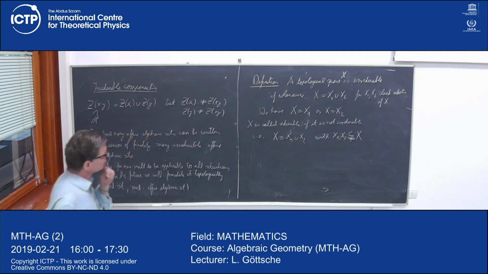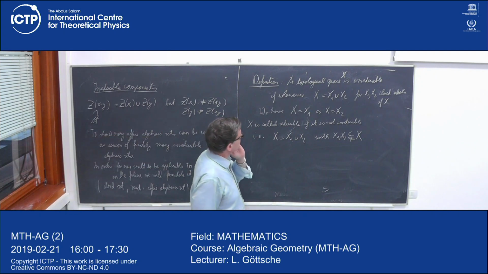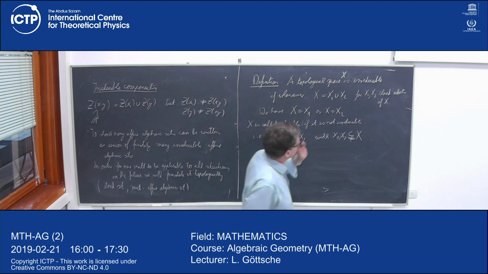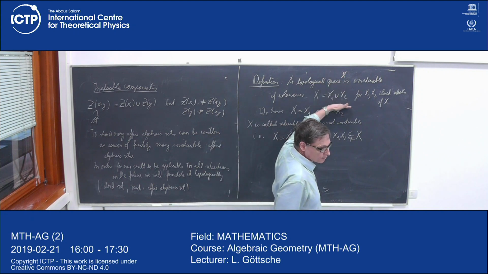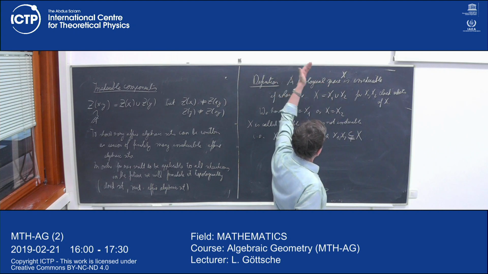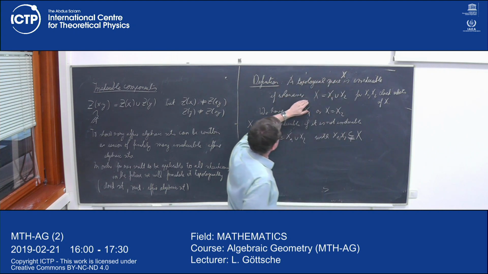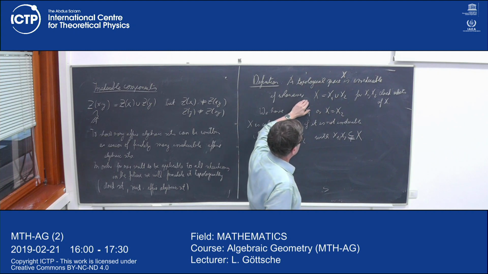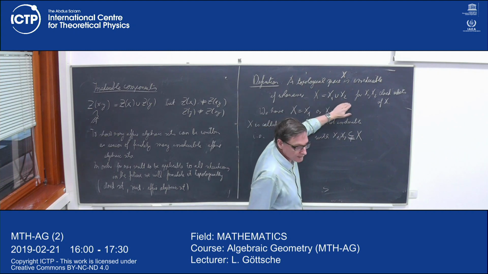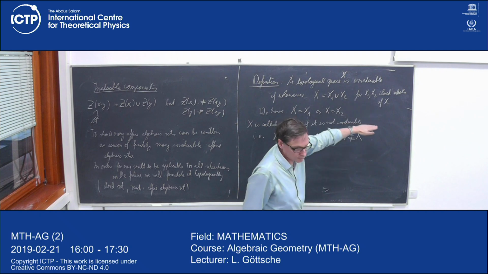So as I said, the case we're actually interested in is an affine algebraic set with a Zariski topology. An affine algebraic set is irreducible if whenever I can write it as a union of two affine algebraic sets, it must be equal to one of them.